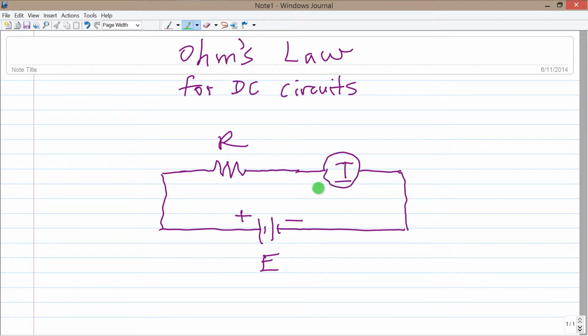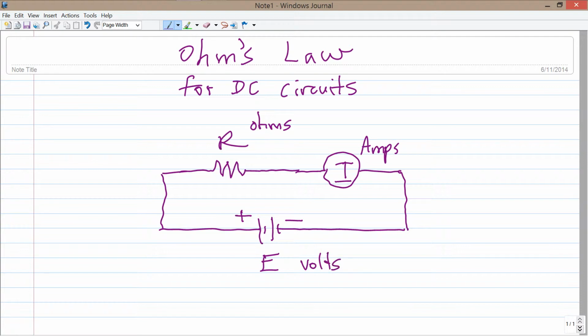Any DC circuit can be broken down into a source of voltage E, a resistance R, and then a current that flows, which we denote I for intensity. That comes from the French word for intensity of current. That's where the I comes from. Normally, we would express resistance in units called ohms, current in units called amperes or amps, and voltage in units called volts.